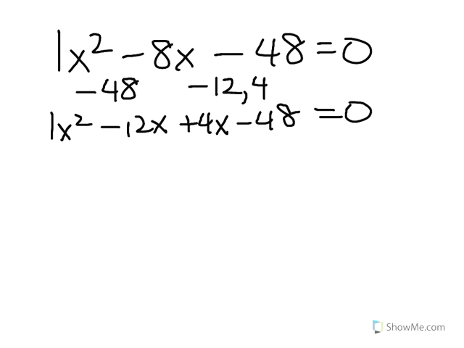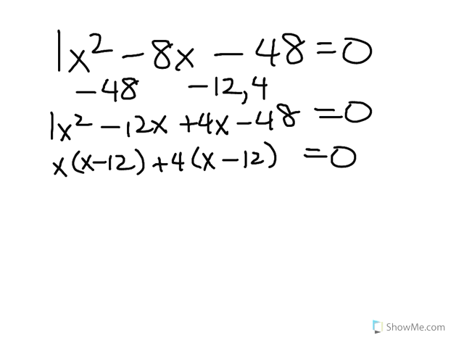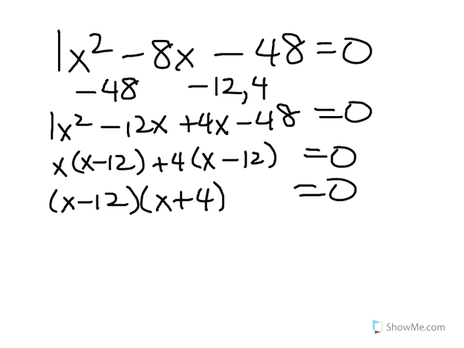Now factor by grouping. The first 2 terms have a common factor of x. When we factor that out of the first 2 terms, x minus 12 remains. The third and fourth terms have 4 in common. We factor that out, we get x minus 12 again. Well, now we have 2 terms, each of which has x minus 12 as a factor. So factoring that out, we're left with x plus 4. And now we have factored the left side of the equation, just as we learned to do in previous ShowMes.